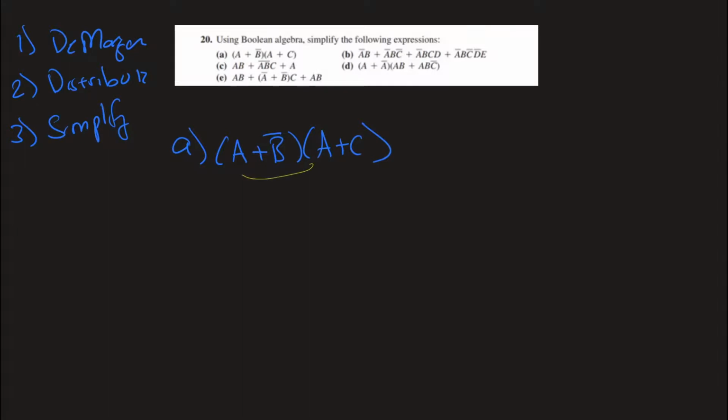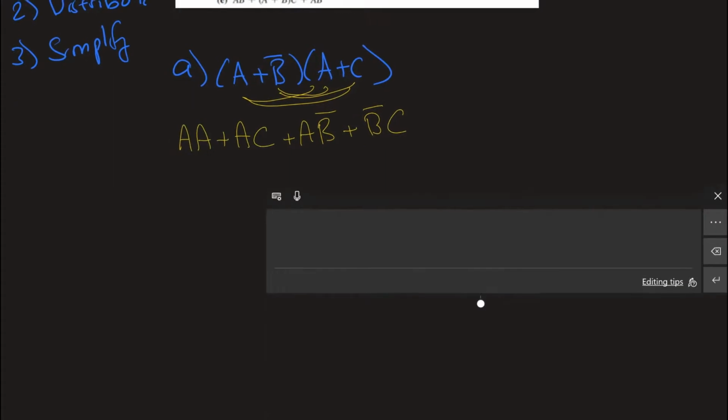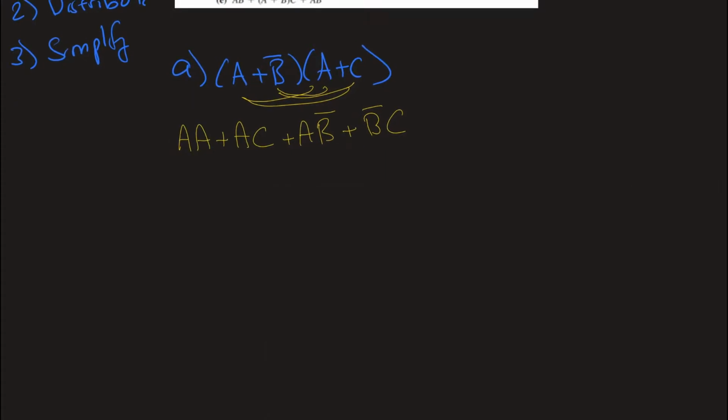So multiply this times this, and this times this, gives me A or AC. Then this times this, and this times this, gives me A, B naught. Notice I'm writing it in alphabetical order. That'll make it easier to see the patterns. Or B naught, C. So what's the first thing we can do? Well, remember I can always replace a double A with just an A. So that's going to give me A or AC or A, B naught or B naught, C.